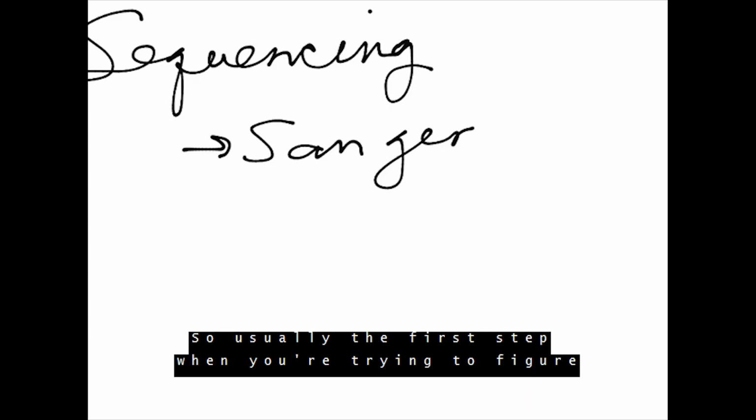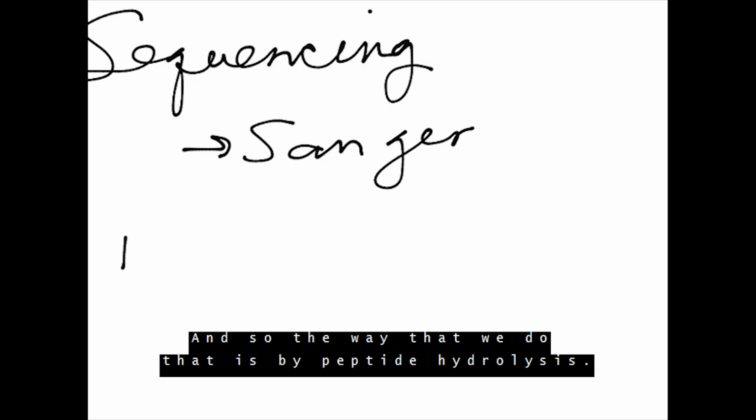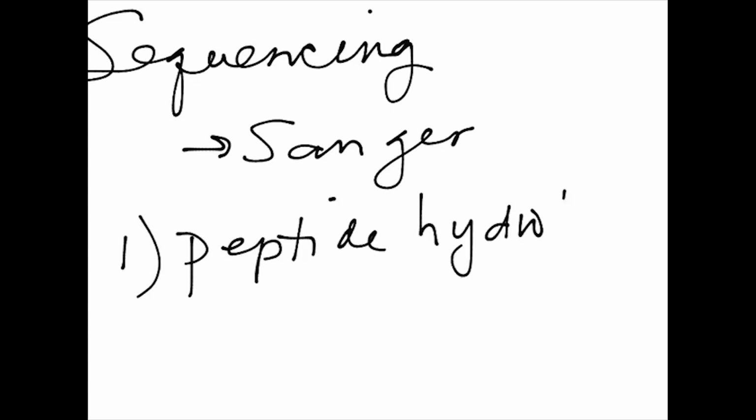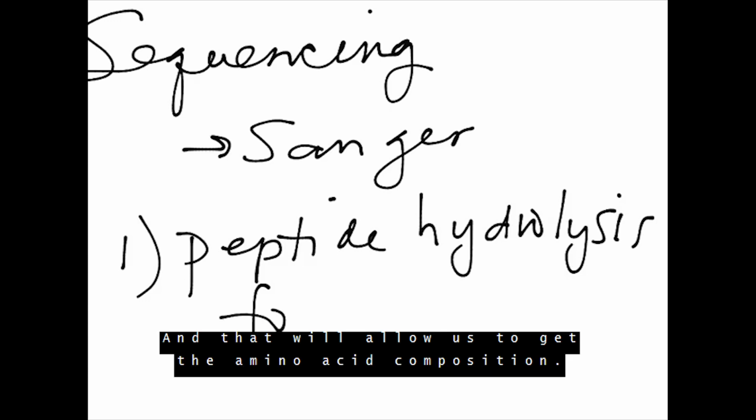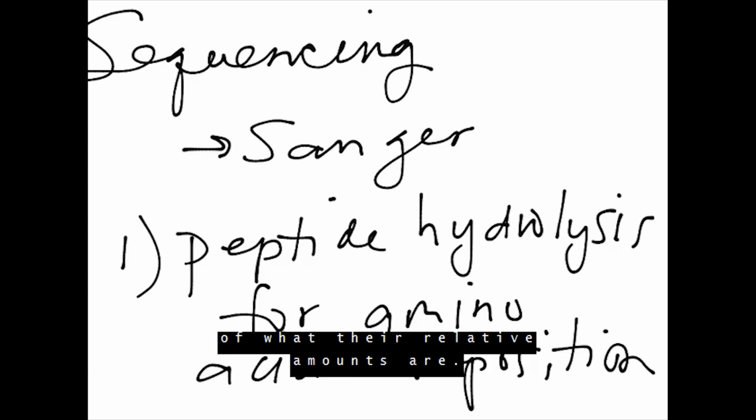So usually the first step when you're trying to figure out what the order of amino acids in a protein is, is to figure out what amino acids are present, period. And so the way that we do that is by peptide hydrolysis. And that will allow us to get the amino acid composition. So it won't tell us the order, but it will tell us what amino acids are present and what their relative amounts are. Now, typically the way we do this is in an acid-catalyzed fashion.